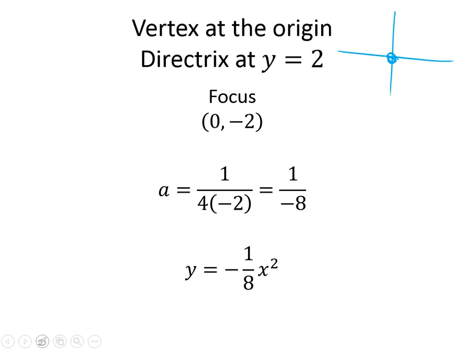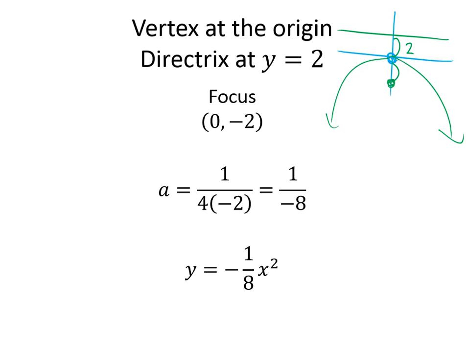And now we're told that our directrix is at 2, which is actually above it, which means that our focus has to be below it, so it's got to be a negative number. That means our parabola will look something like that. And so what we're going to do is find what our focus is.